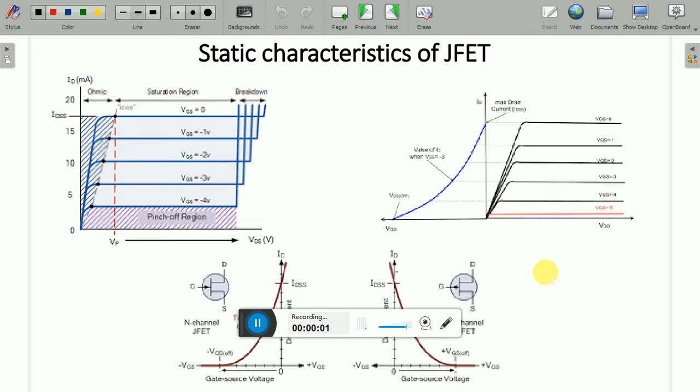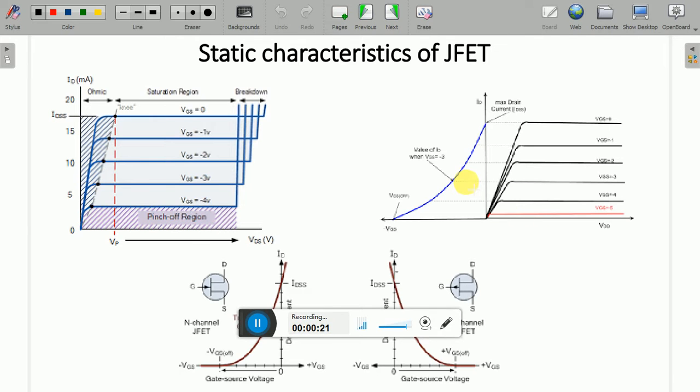Let us now see parameters of a FET. There are certain parameters of FET which we will discuss from these characteristic curves.